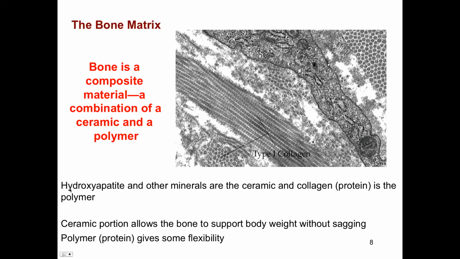So hydroxyapatite is a salt mixture of calcium and phosphate, and there are other minerals in there, like fluoride and so on. Then that goes in with the polymer. The ceramic portion allows the bone to support the body weight without sagging, and the polymer gives it some strength and flexibility. So this is the biological component, and this is the inorganic component, the organic versus the inorganic.